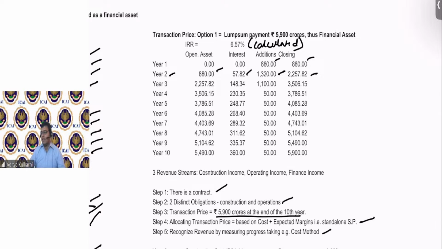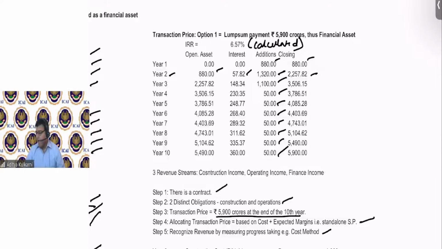Any doubts here? So every year you will accrue interest, and every year you will accrue the construction cost. Is it fine? Anybody has any doubt so far? So every year 1100, 50, 50, 50, 50, 50, 50, 50. So you will be recognizing your additions, finance cost, and closing balance in this particular manner.